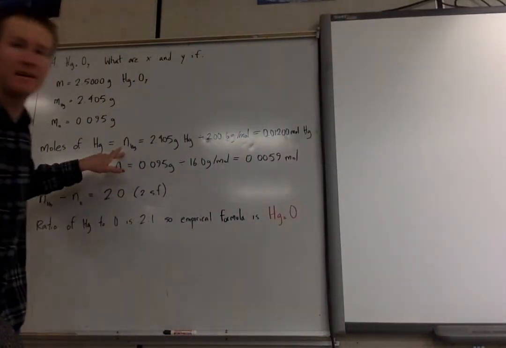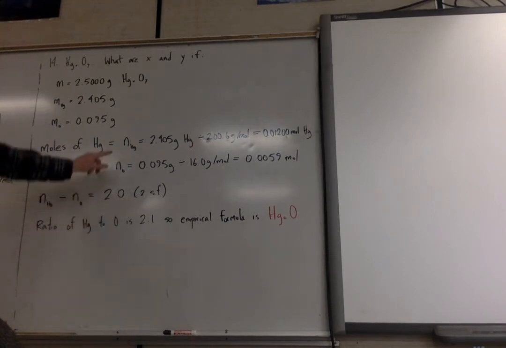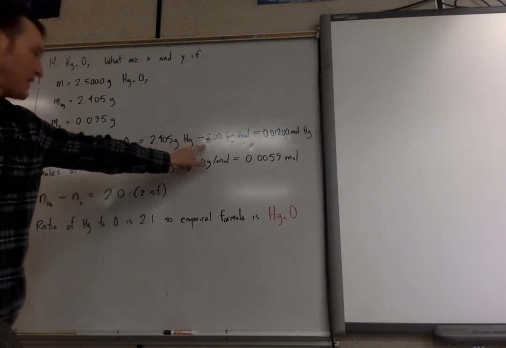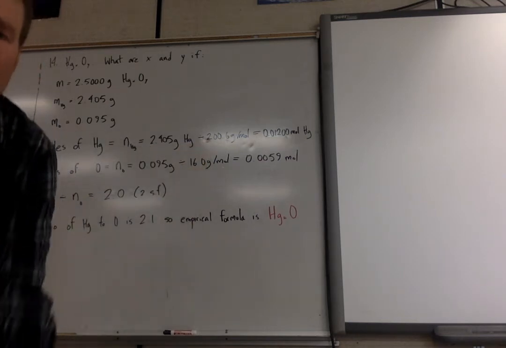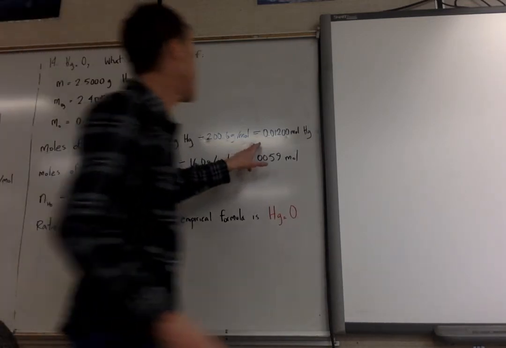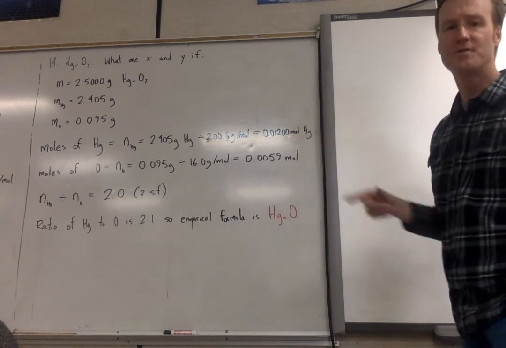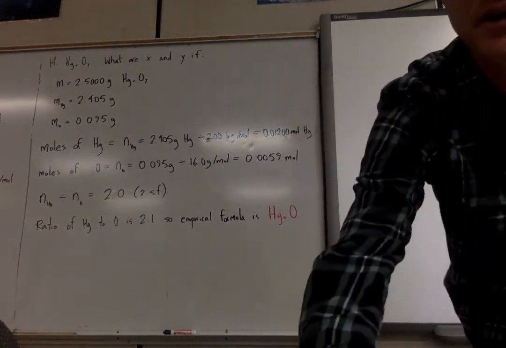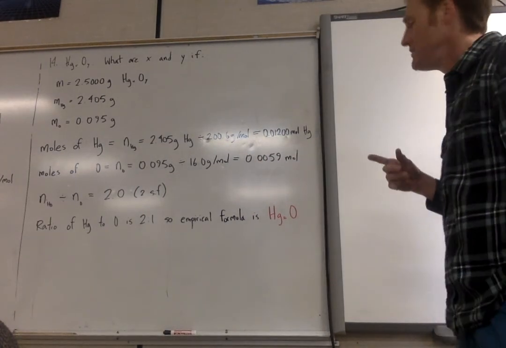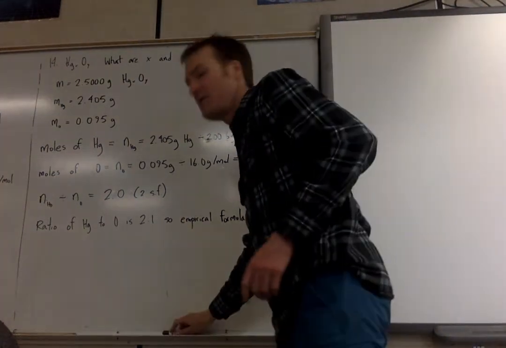Moles, chemical amount, is shown with the letter N. So N of Hg, moles of Hg, will be that 2.405 divided by this molar mass, 200.6 grams per mole. That's from the periodic table. Gives us 0.01200 moles of mercury. I find we have 0.0059 moles of oxygen.